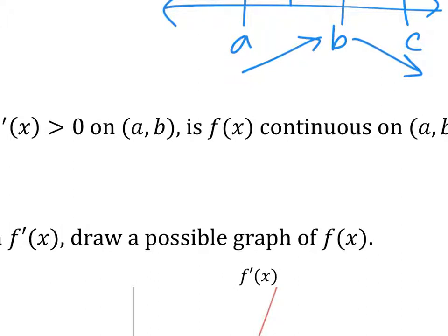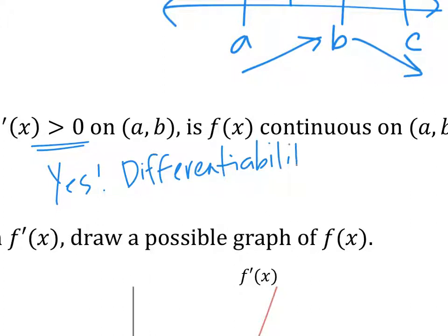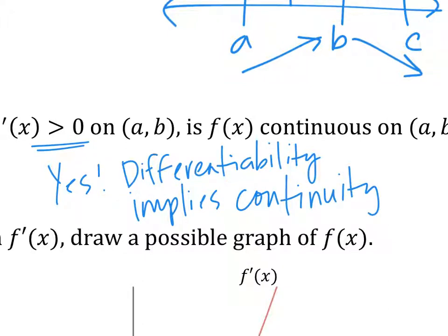All right, it has to be continuous. Why? Because having a derivative means it's continuous. Okay, differentiability implies continuity. If you have a derivative, you must be continuous. Okay, I think we can skip this part and let's go to solve some problems.